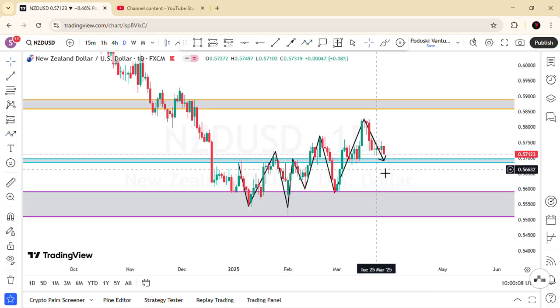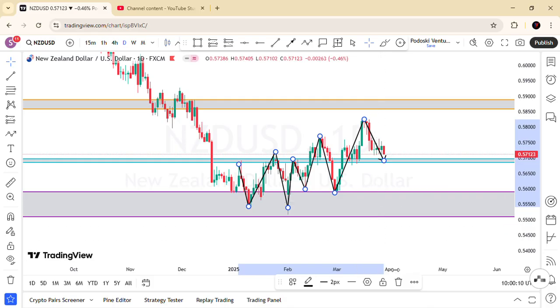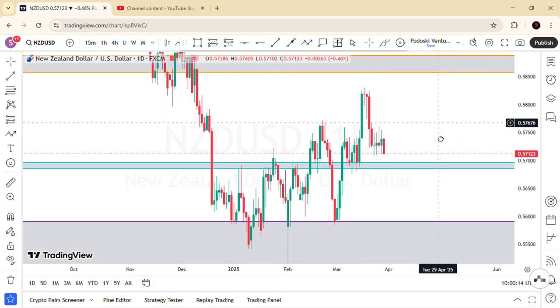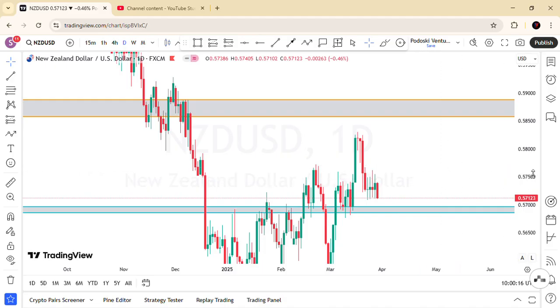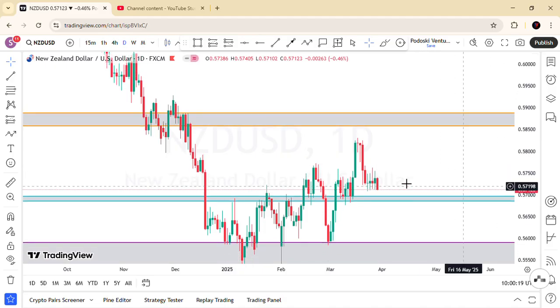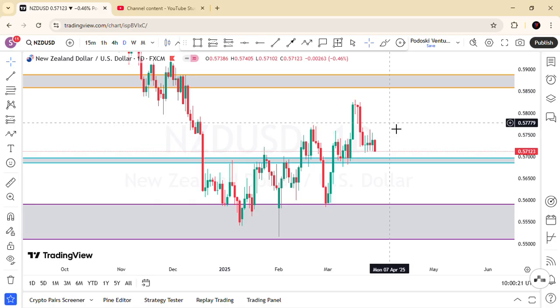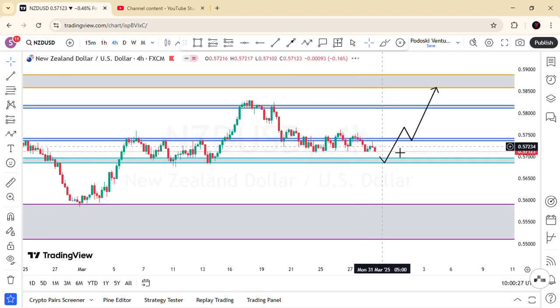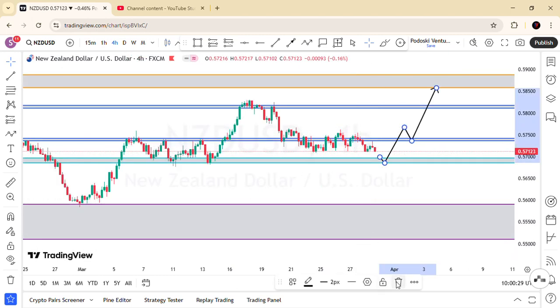So will buyers be able to reverse price from this demand zone? We don't know yet, but time will tell. So let's go to the 4 hour and prepare for an entry on NZDUSD.